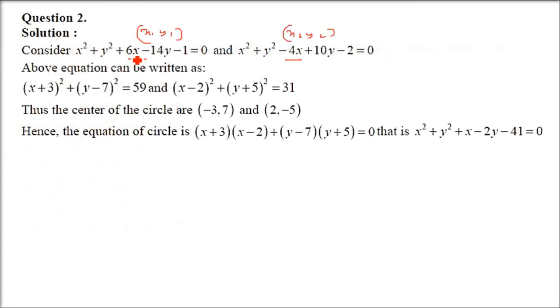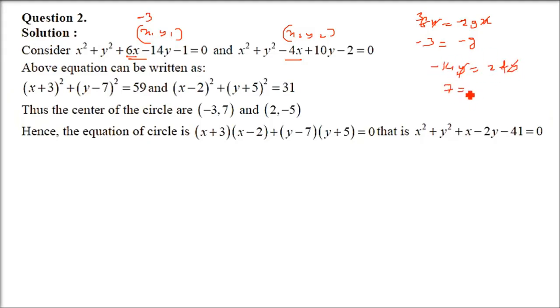So what you are going to do, I hope you will be able to find the center. Just compare this; I'll do one for you. 6x compare with 2gx. X gets cancelled, 2g is 6, so g is 3. You have to find minus g, not g. So minus g, that is minus 3, is the first coordinate, the abscissa. For the ordinate, compare it with 2fy.